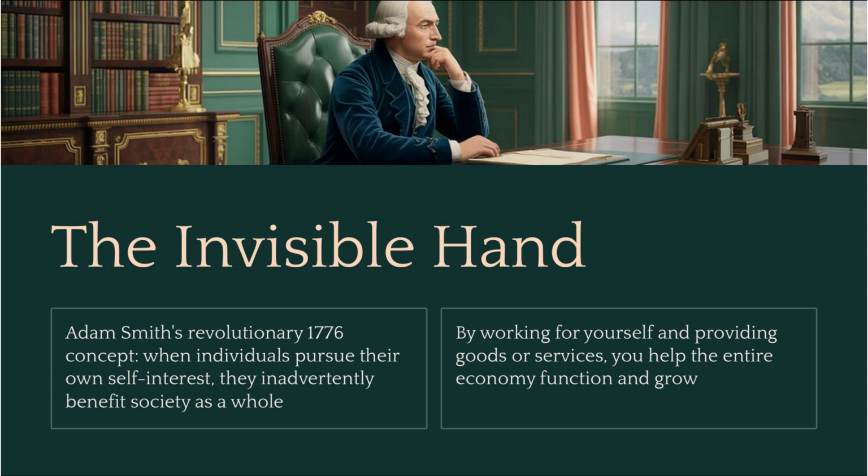For that, we turn to Adam Smith. In 1776, the same year the U.S. declared independence, Smith published The Wealth of Nations and introduced the concept of the invisible hand. The idea is counterintuitive but brilliant. When you pursue your own self-interest, trying to earn a living, build a business, or find the best deal, you inadvertently benefit society as a whole. You don't bake bread to feed the hungry. You bake it to make a profit. But by working for yourself and providing that good, you help the entire economy function and grow. It's the ultimate win-win scenario that forms the bedrock of modern economics.